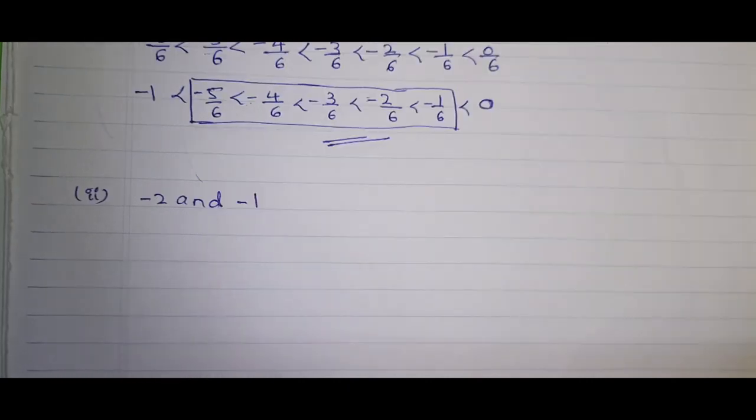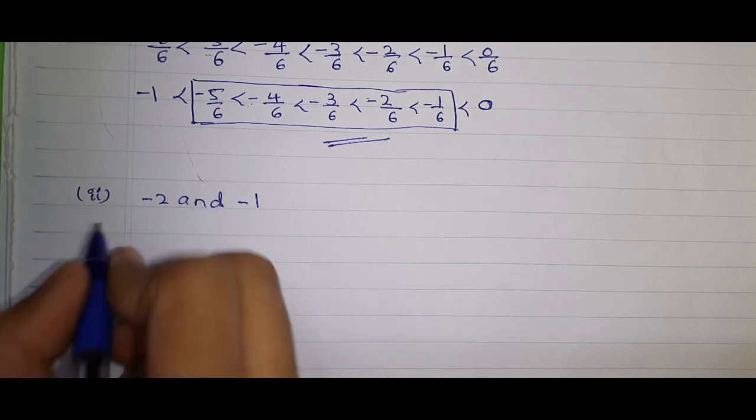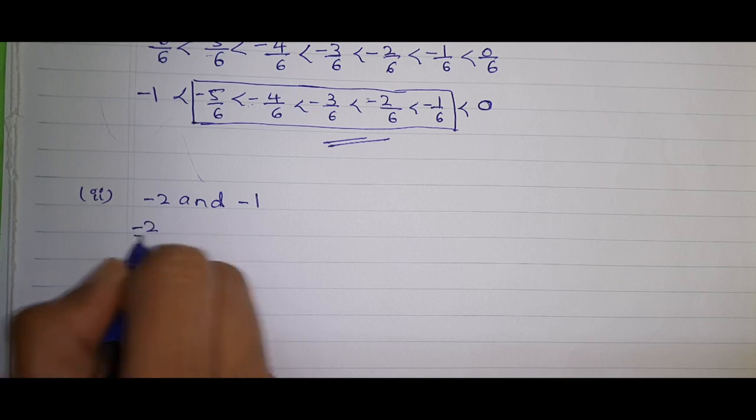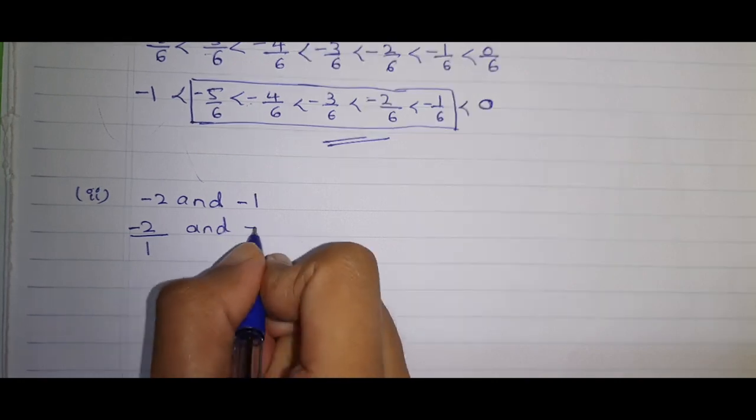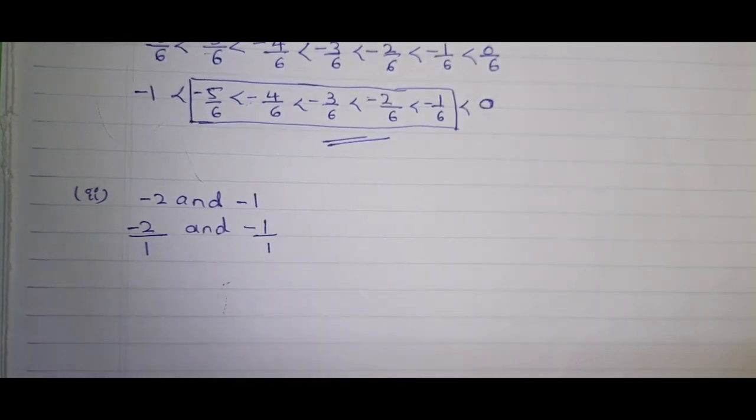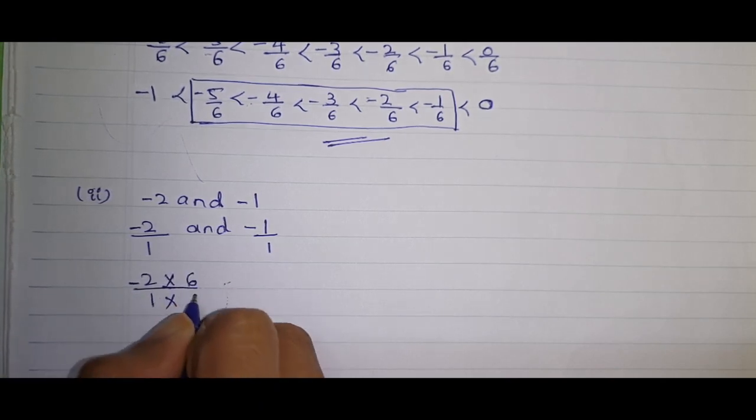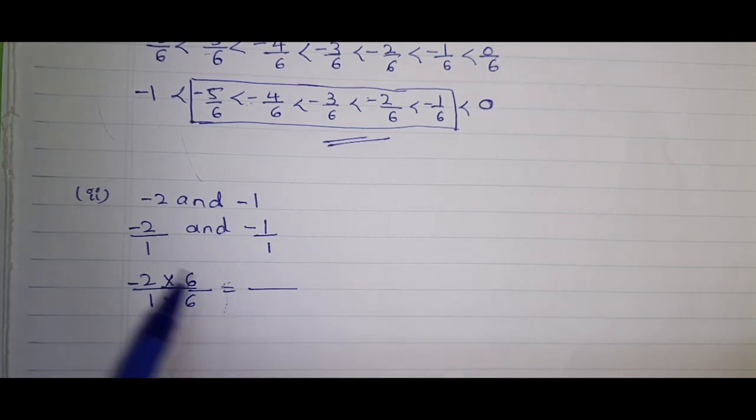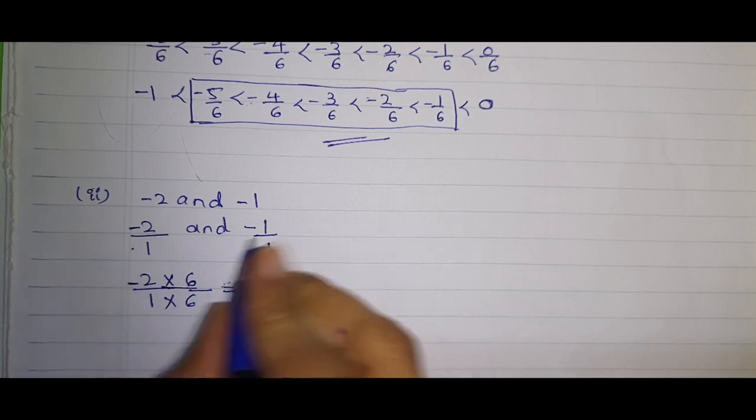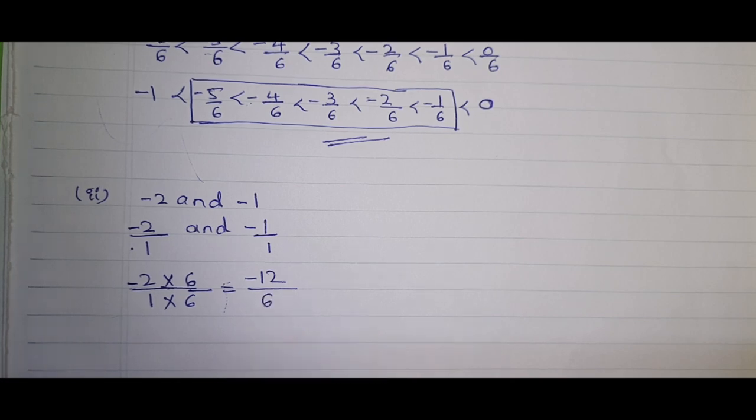So these are also in the form of integers. Let us follow the same procedure as in the previous example. Minus 2 can be written as minus 2 divided by 1 in the form of a rational number, and minus 1 can be written as minus 1 divided by 1. Now, for minus 2 divided by 1, multiply the numerator as well as the denominator with 6. This will be an equivalent rational number to minus 2 divided by 1. Minus 2 into 6 is minus 12, divided by 1 into 6, which is 6. So this will be minus 12 divided by 6.